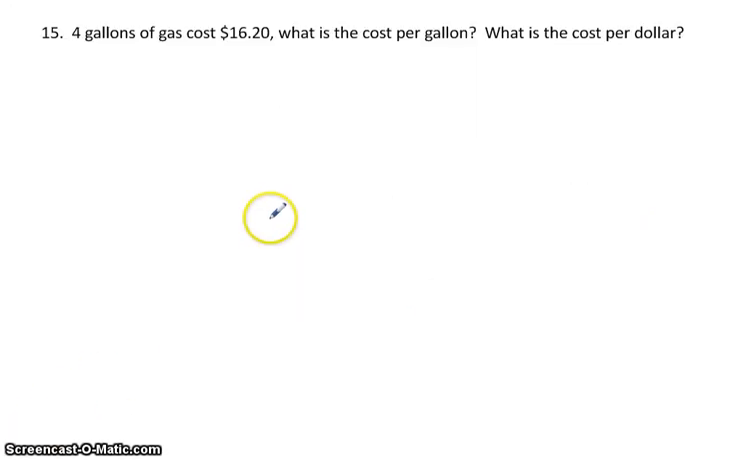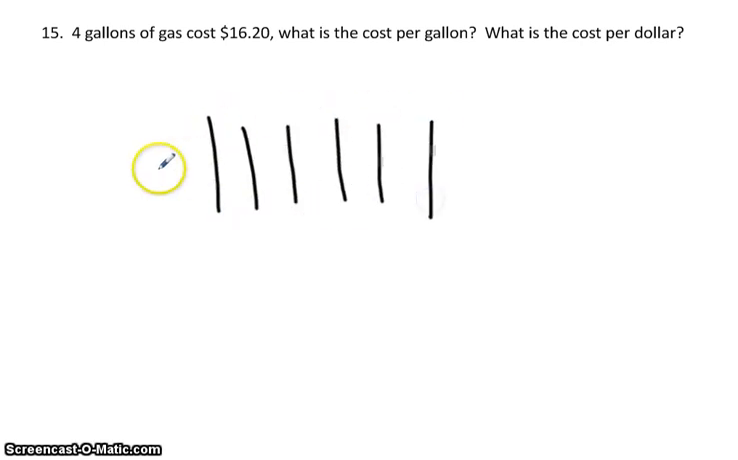In this problem, it's asking us to find both unit rates. It says 4 gallons of gas cost $16.20. What is the cost per gallon? And then what is the cost per dollar? So I'm going to go ahead and set up one ratio to solve both. And in this case, you might need a calculator to do some final calculations.